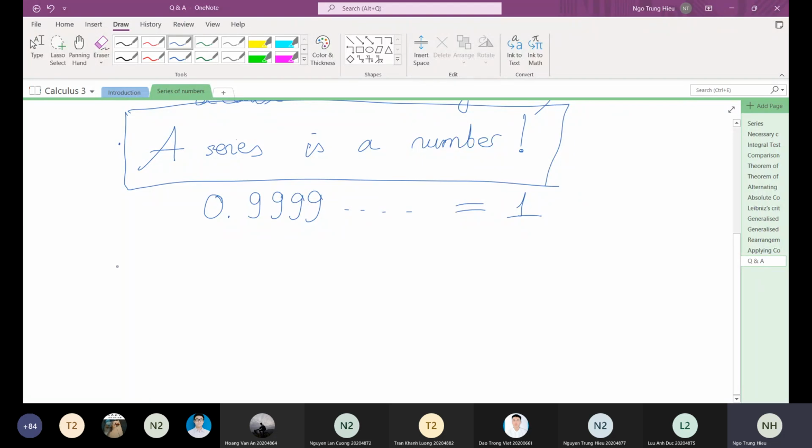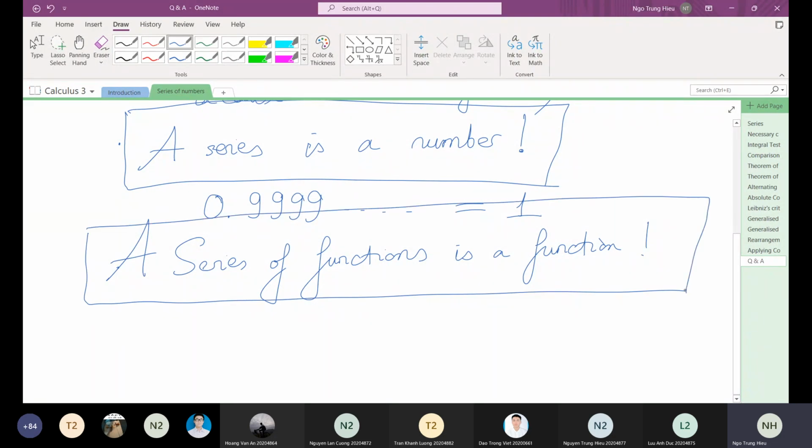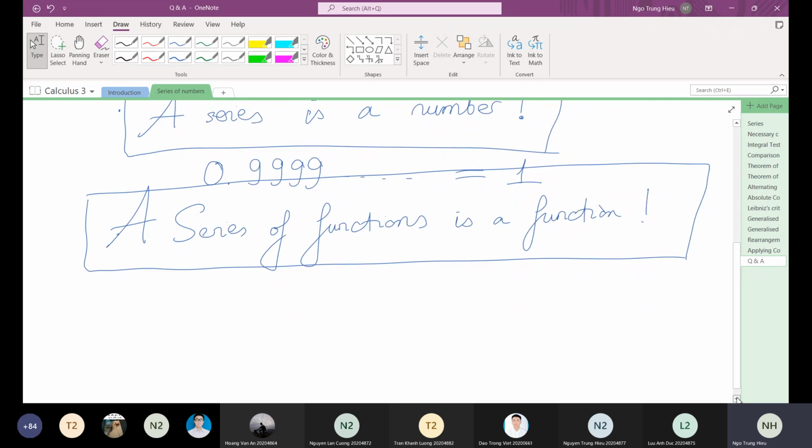But later on, you study series of functions. A series is a number, but a series of functions is a function. Later on I'll tell you about series of functions, and you see that this is very important. So I'll make a note.